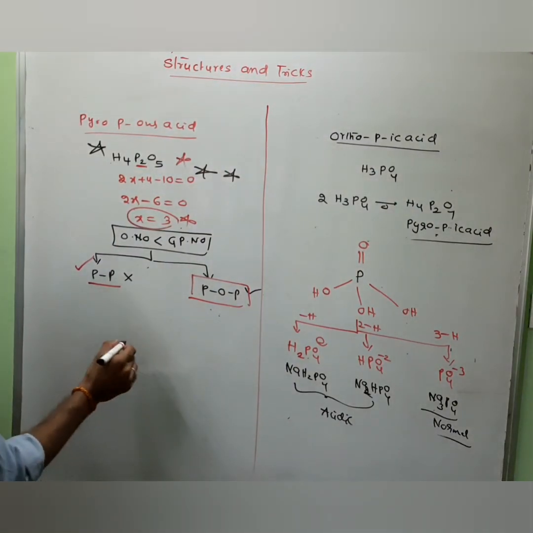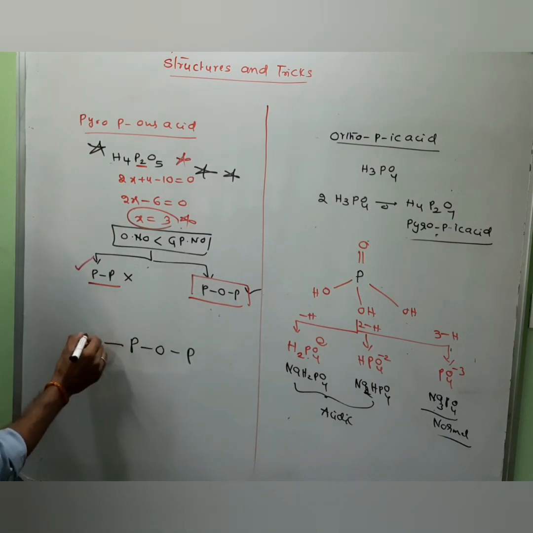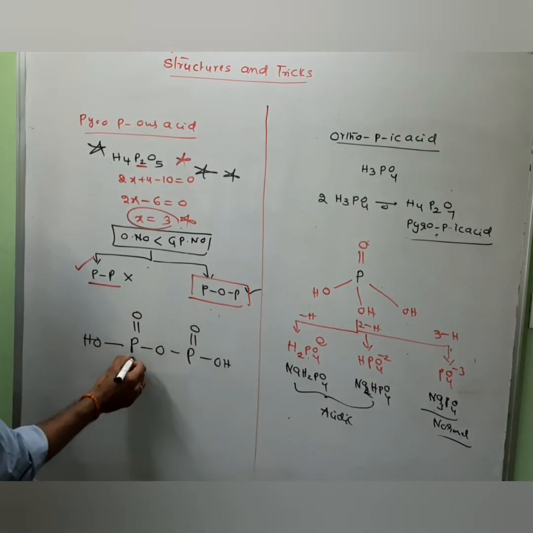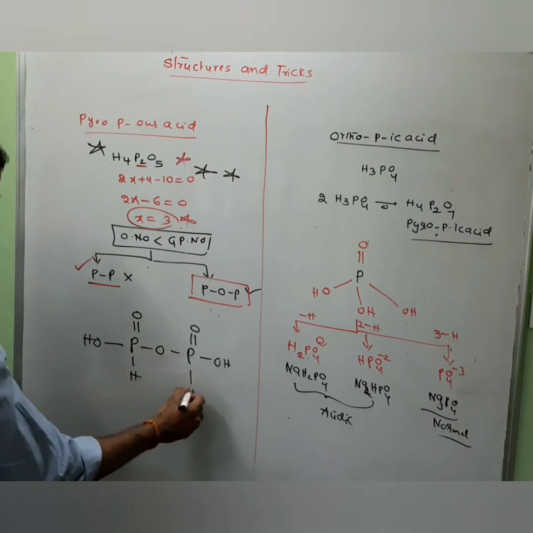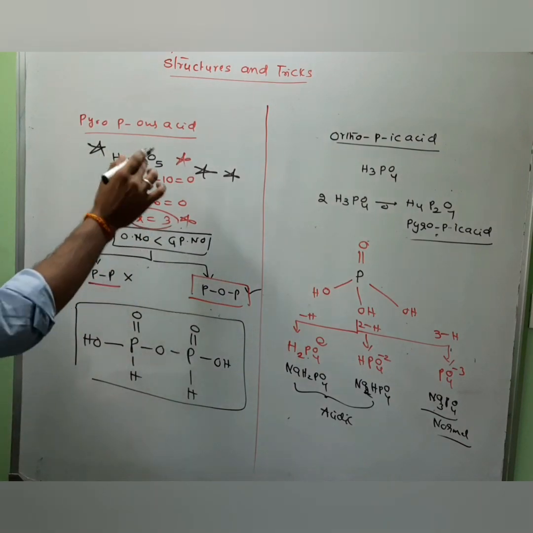So if you observe very clearly, with the P-O-P bond, its basicity is 2. Double bond O, double bond O. Here we have P-H bond, P-H bond. So this is the structure of H4P2O5.